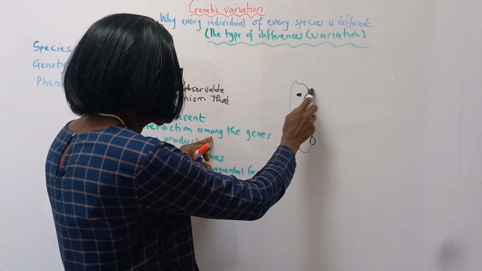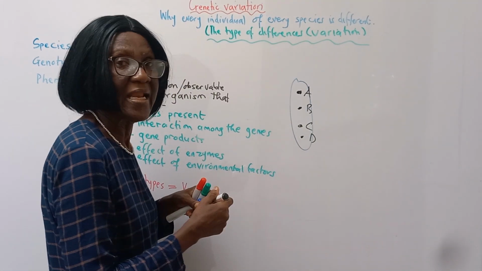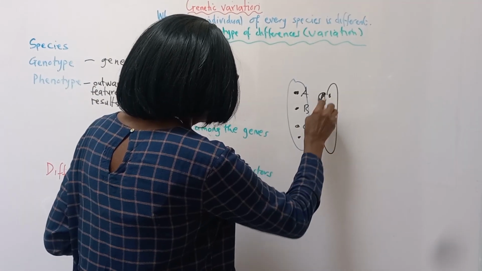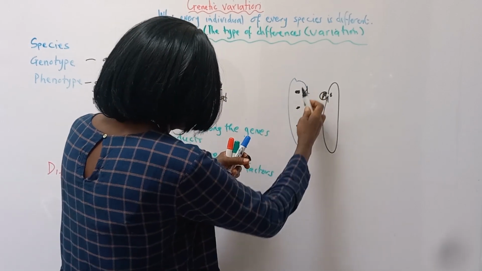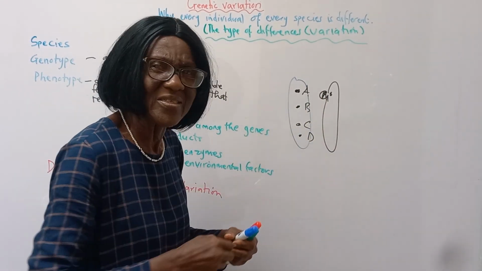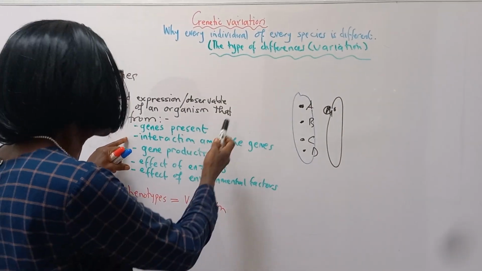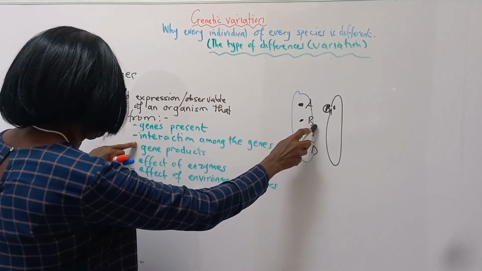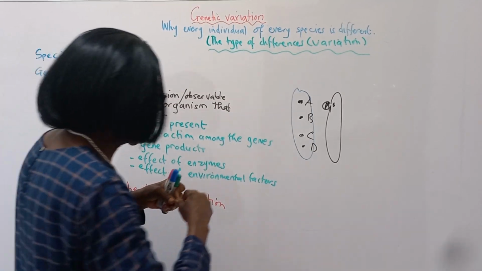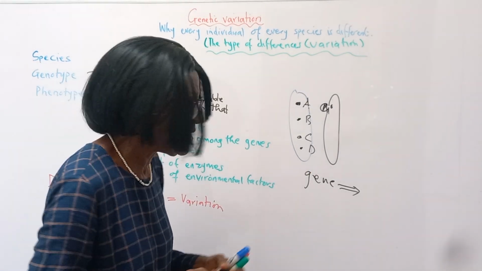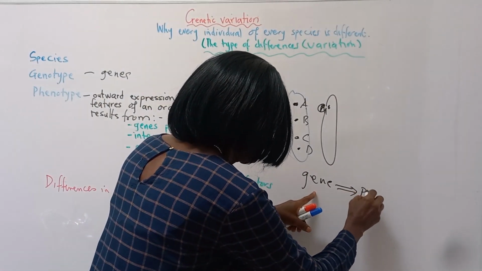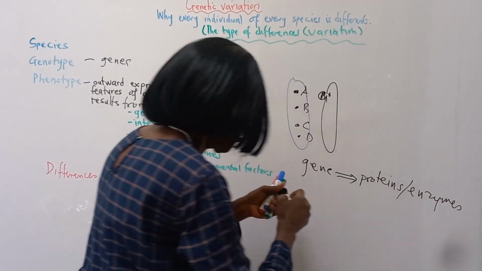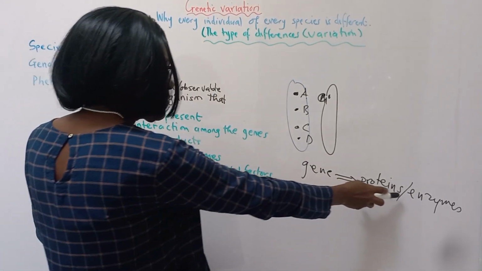There can be various genetic interactions. You can have dominance, co-dominance, epistasis. You can have a gene, small a here, interacting with this. You can have these two genes interacting. Various interactions go on among genes. So the phenotype is produced from the genes present, interaction among the genes, and gene products. A gene, part of DNA, codes for proteins. And enzymes are also proteins. So gene products are various proteins.